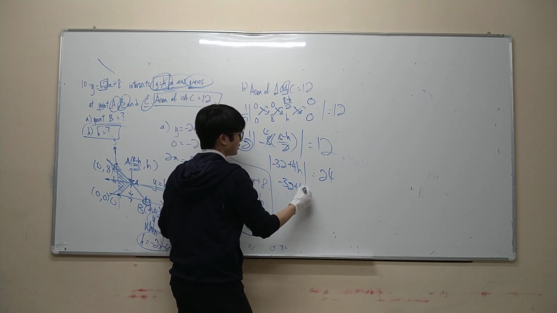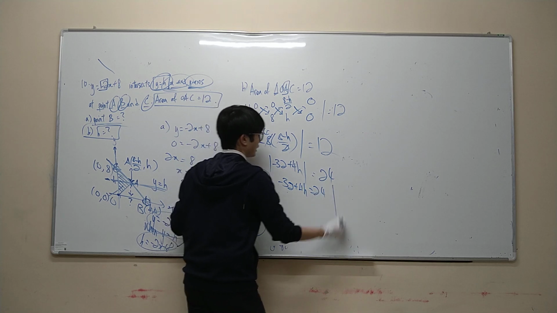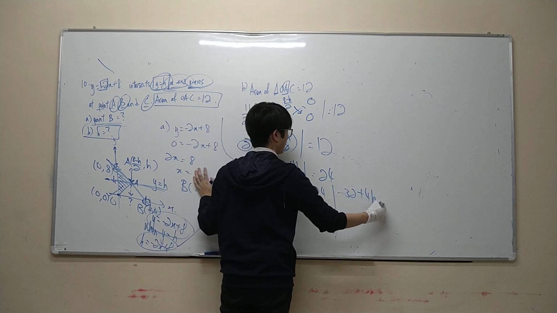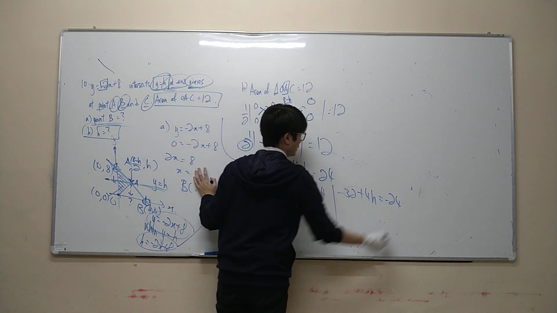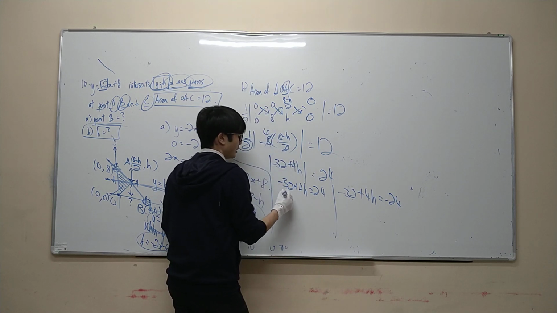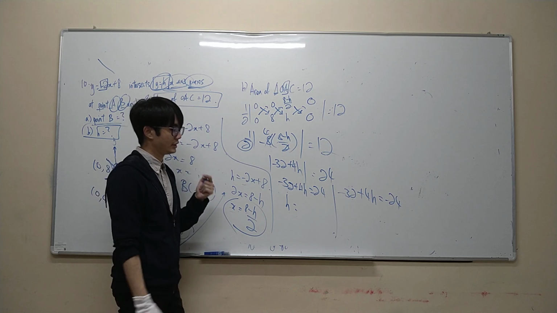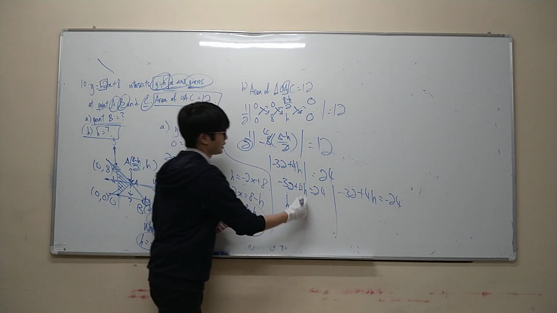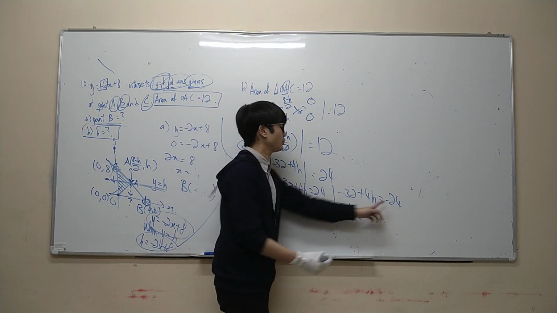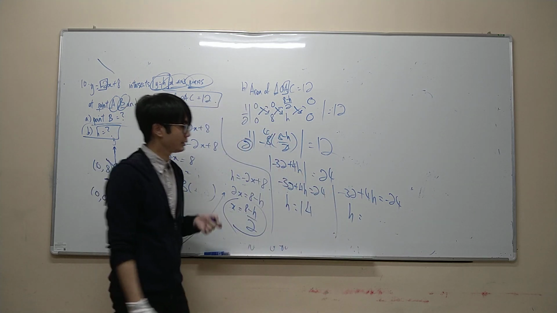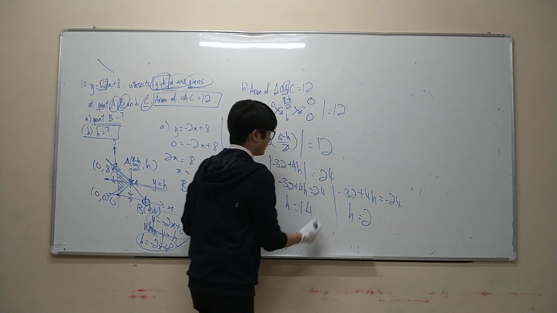It will have two answers, one positive and one negative. One is positive 24, one is negative 24. So the h here will be 24 plus 32, which is 56, divided by 4 is 14. And then the h here will be negative 24 plus 32, which is 8, and 8 divided by 4 is 2. So there are two answers here.